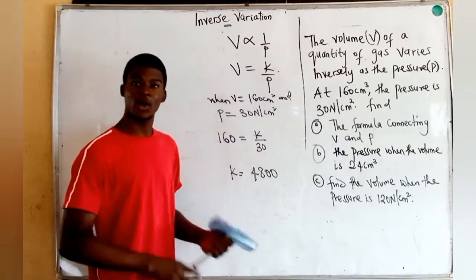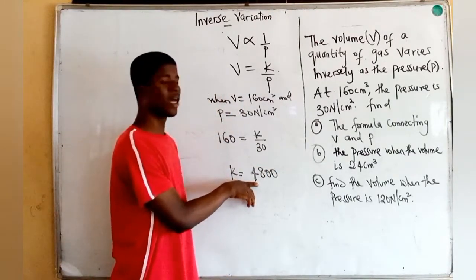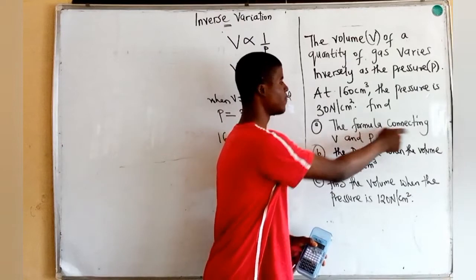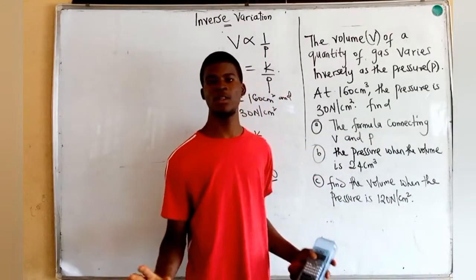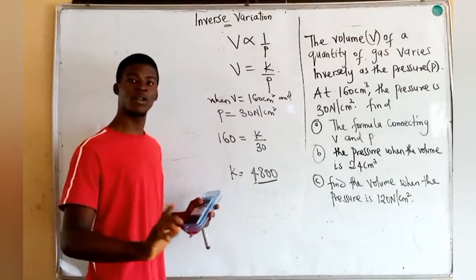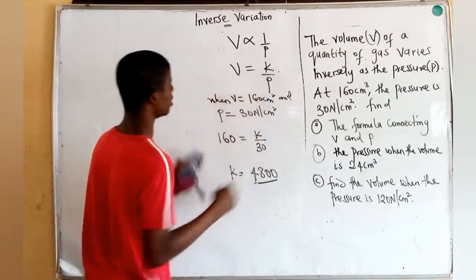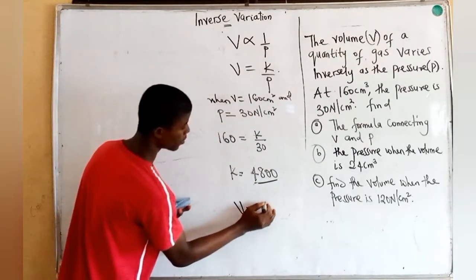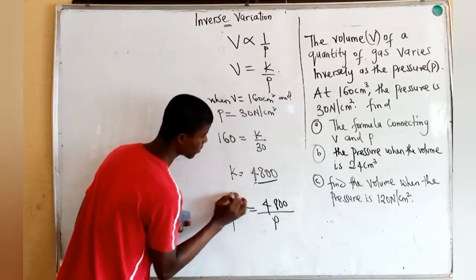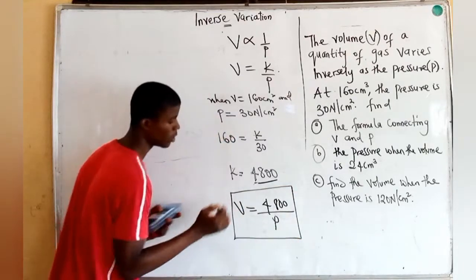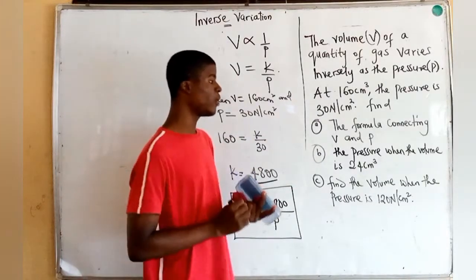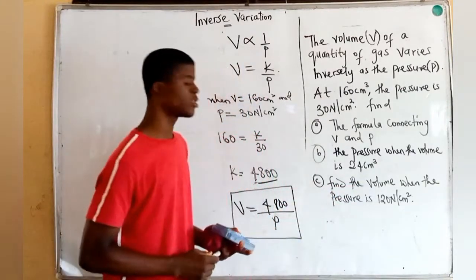This is the constant of proportionality, 4,800. So now the first question says, find the formula connecting the variables V and P. How do we do that? K is 4,800. So I'm going to substitute this value of K into this equation. So V will now be equal to what? 4,800 over P. This is the formula that connects the variables, volume and pressure.